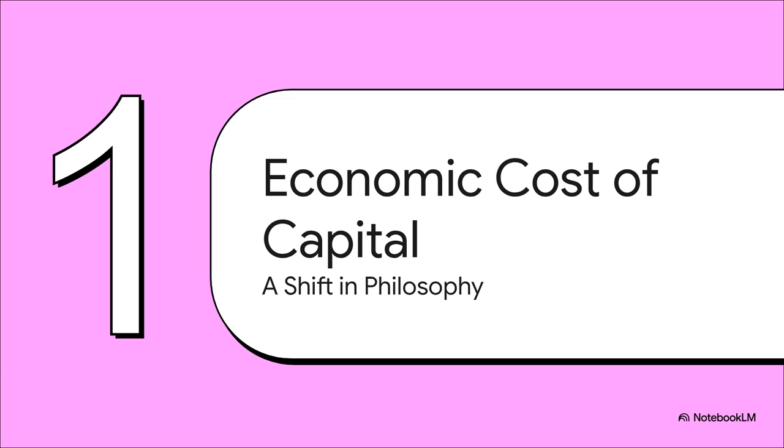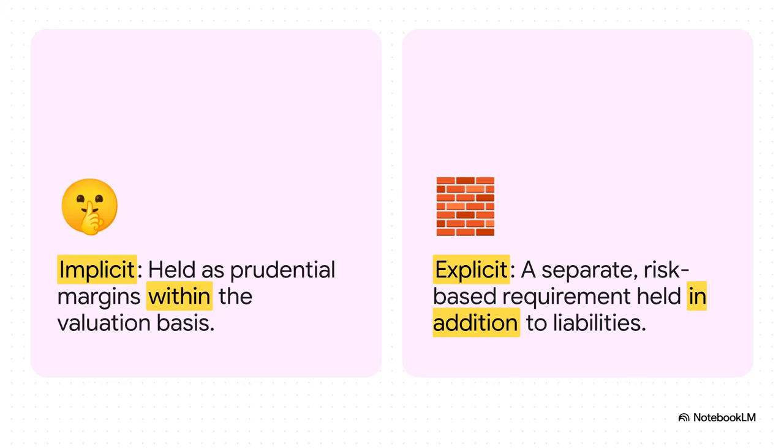The first thing we have to nail down is this massive paradigm shift in how we even think about capital. The move from it being this kind of hidden buffer to an explicit, real cost, that's the foundation for everything that follows in modern insurance finance. And this slide just lays it out perfectly. In the old world of implicit capital, you just embed these prudential margins, these PADs, directly into your liability calculations. It was all a bit blended, you know?